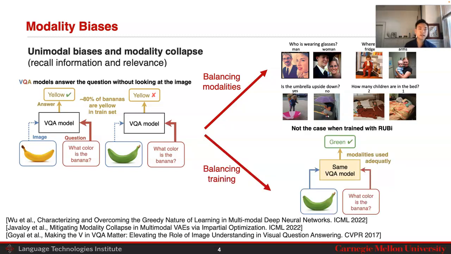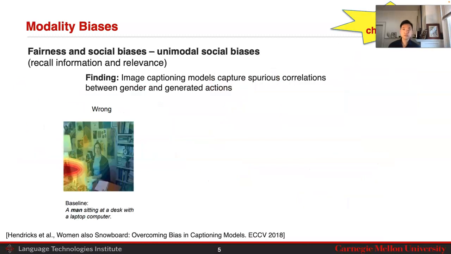Another case is to balance training. I'm not going to go into too much detail on this, but there are also many ways of balancing your training objectives to ensure that you're not relying simply on unimodal biases, like in the image, but also to make sure that you attend to the question. So with modality biases, it's okay to get the colors of your bananas wrong sometimes.